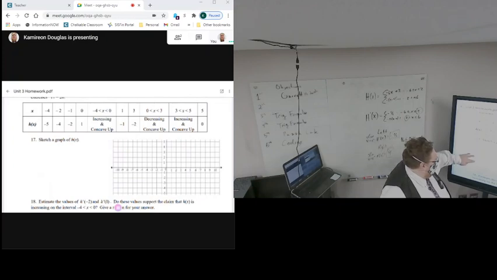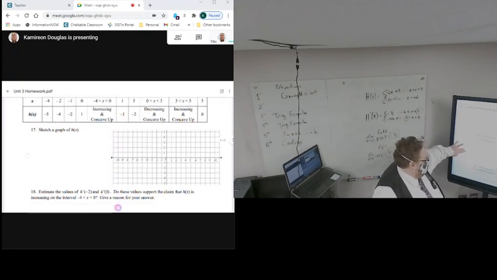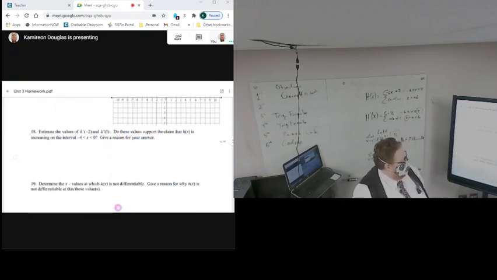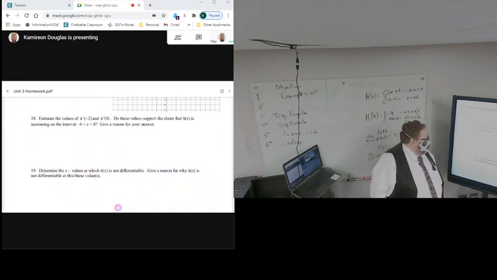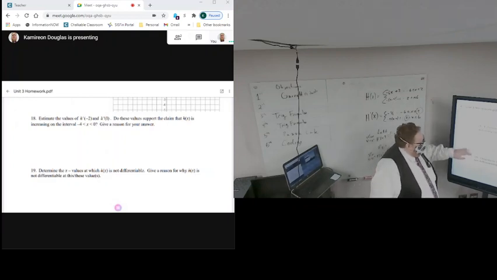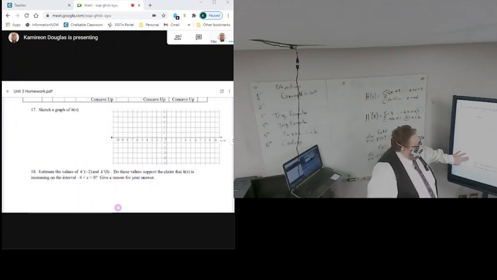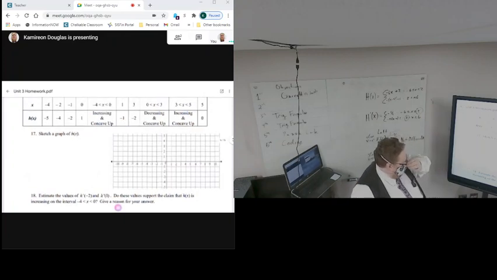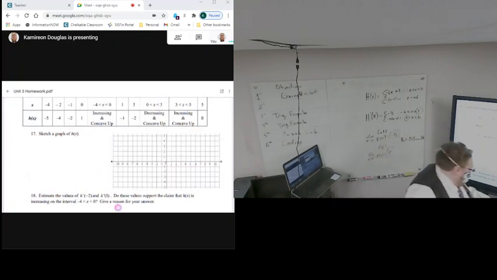Okay. 18. Good. Let's start by graphing this. Because if we graph it correctly, then these two become easier to estimate. All right, do it.